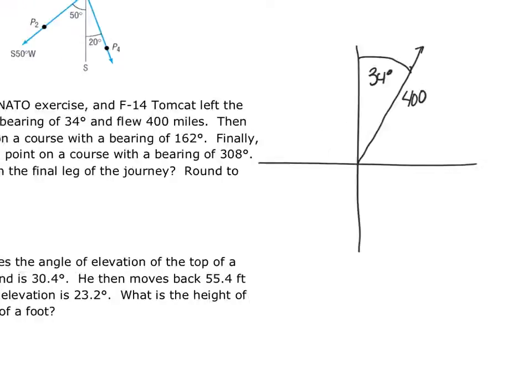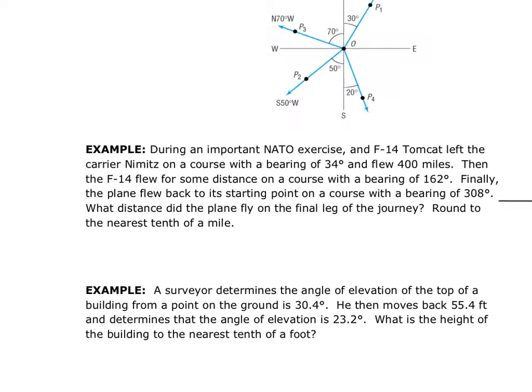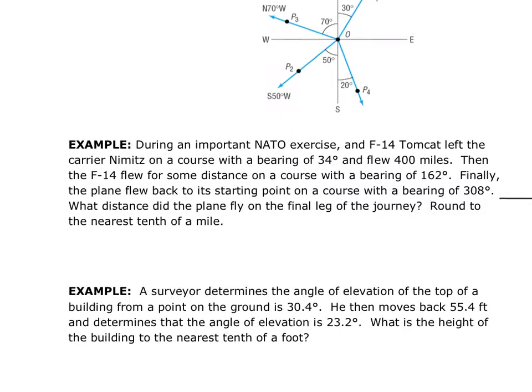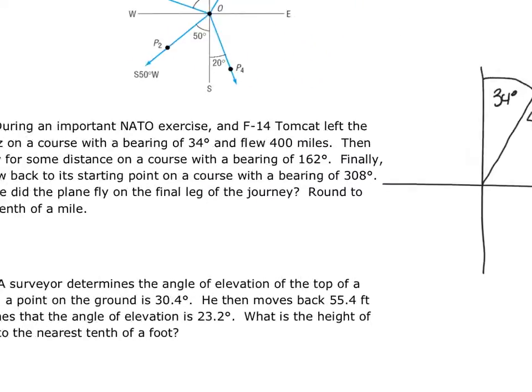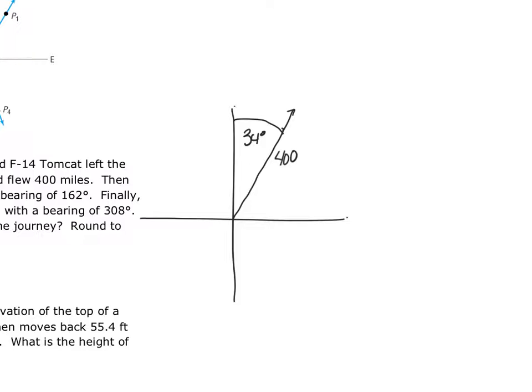The next thing it says is that he then flew a bearing of 162. So I'm going to draw myself an additional XY plane up there. The reason I'm doing this is because everything's off of the north. So from the north, he went 162 degrees. I have no idea how far they went on that one.